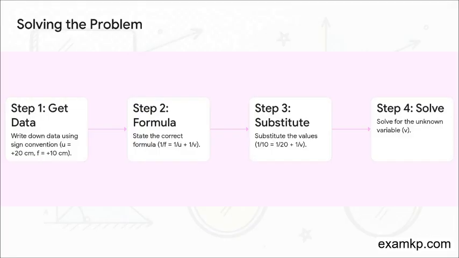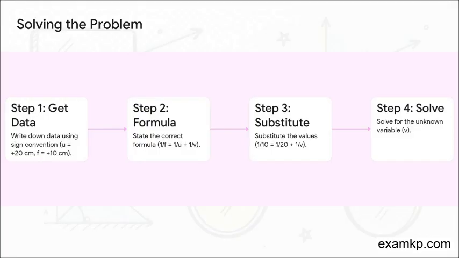So if you rearrange the equation to make 1 over v the subject, you get 1 over 10 minus 1 over 20. The common denominator is 20, so that gives you 2 minus 1 over 20, which is 1 over 20. Now, if 1 over v equals 1 over 20, then v must be plus 20 centimeters.